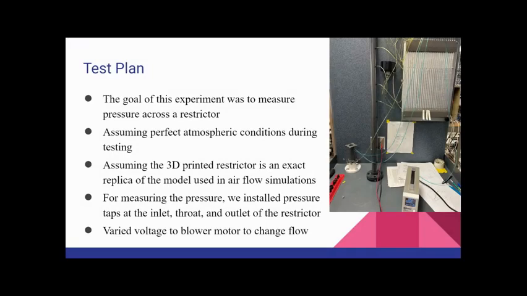The goal of this experiment was to measure the pressure across a restrictor. We used some assumptions, such as we were testing in perfect atmospheric conditions, and that the 3D printed model is a perfect replica of the model that was used in the airflow simulations. For measuring the pressure, we installed three pressure taps, at the inlet, the throat, and the outlet of the restrictor. We varied the voltage going to the blower motor to change the flow that was going through the restrictor.